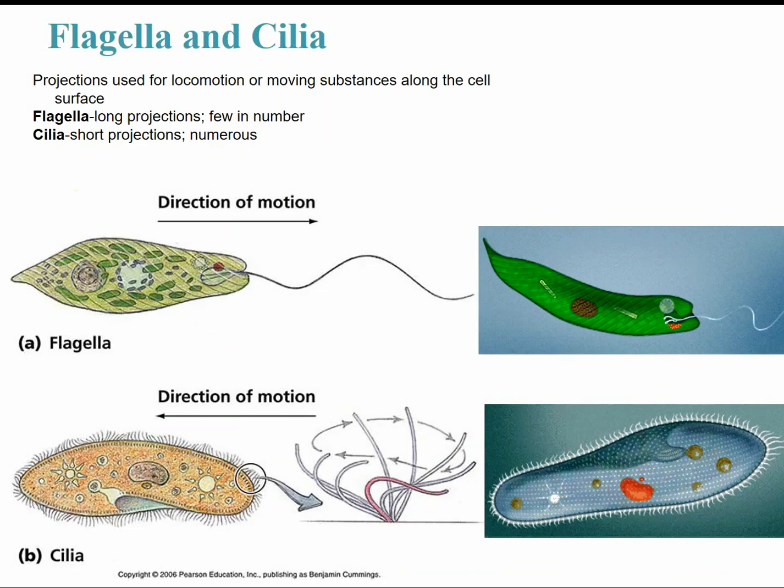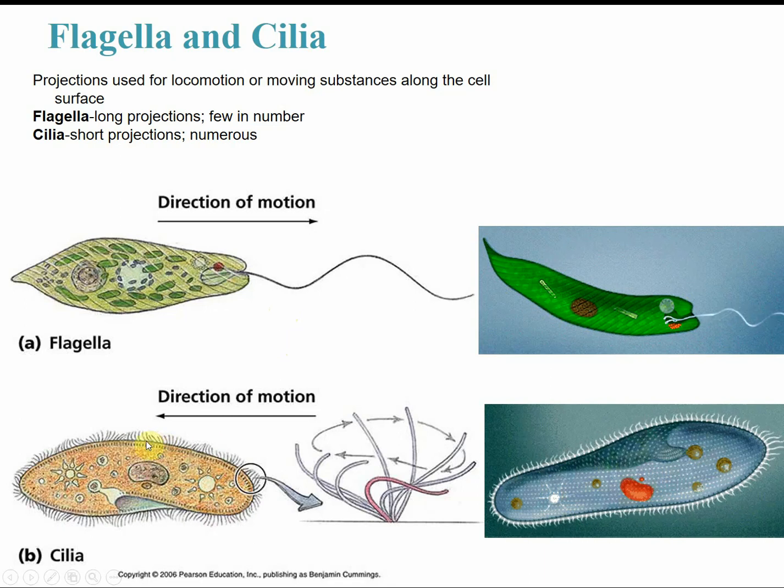Some external structures of eukaryotic cells include flagella and cilia. These are projections coming off of the external surface of a cell used for either locomotion, moving the cell through a substance or a fluid, or moving substances along the cell surface. Flagella are the long whip-like, tail-like extensions. Think again like a sperm cell has a flagella on its little tail.